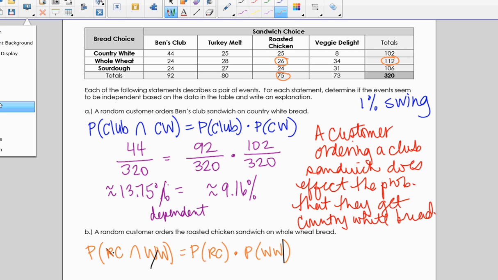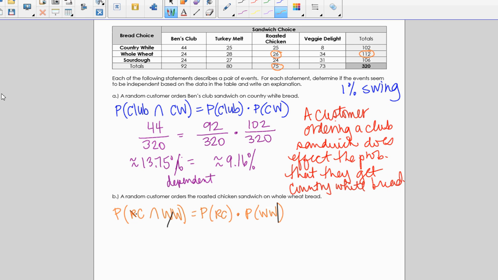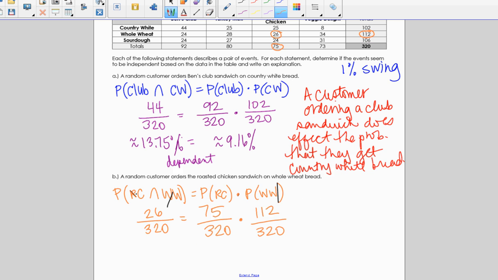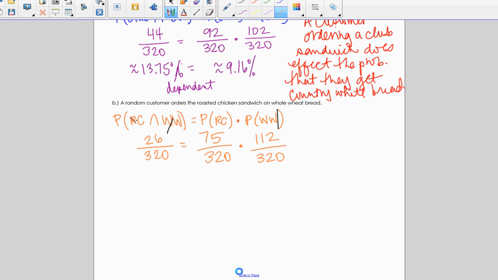I'm going to shrink this down just for a second so I can get it all on one screen. So the probability of both was 26 out of 320. The probability of roasted chicken is 75 out of 320. And the probability of whole wheat is 112 out of 320. Okay. So when you work those out in your calculator, you end up getting 8.125% over here is equal to about 8.2% over here. So because these are within 1%, we would say yes, they are independent of each other.